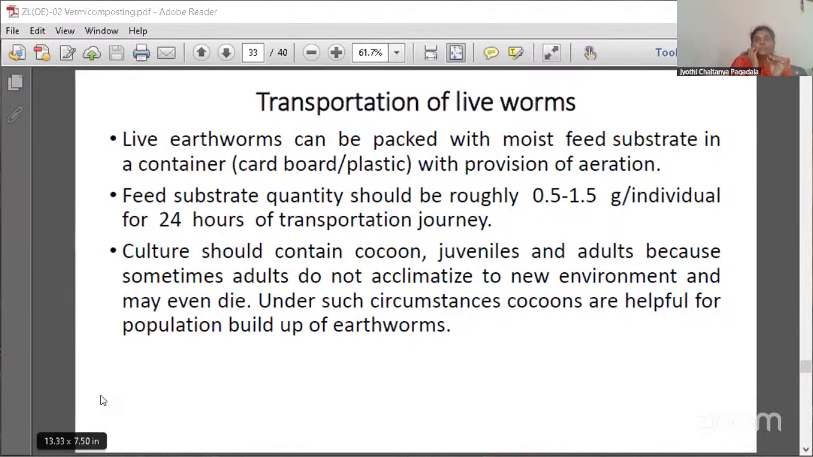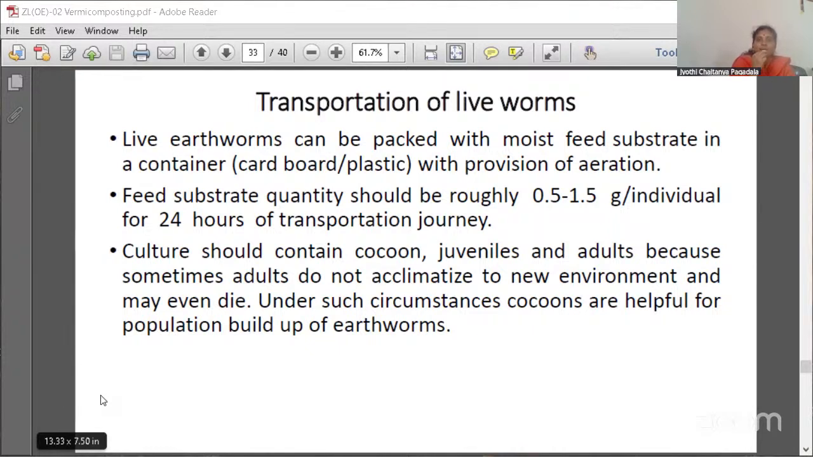And transportation of live worms. Live worms can be packed with moist feed substrate in a container, whether it is cardboard or plastic, whatever material it is, with provision of aeration. The feed substrate quantity should be roughly 0.5 to 1.5 grams per individual for a 24-hour transportation journey.